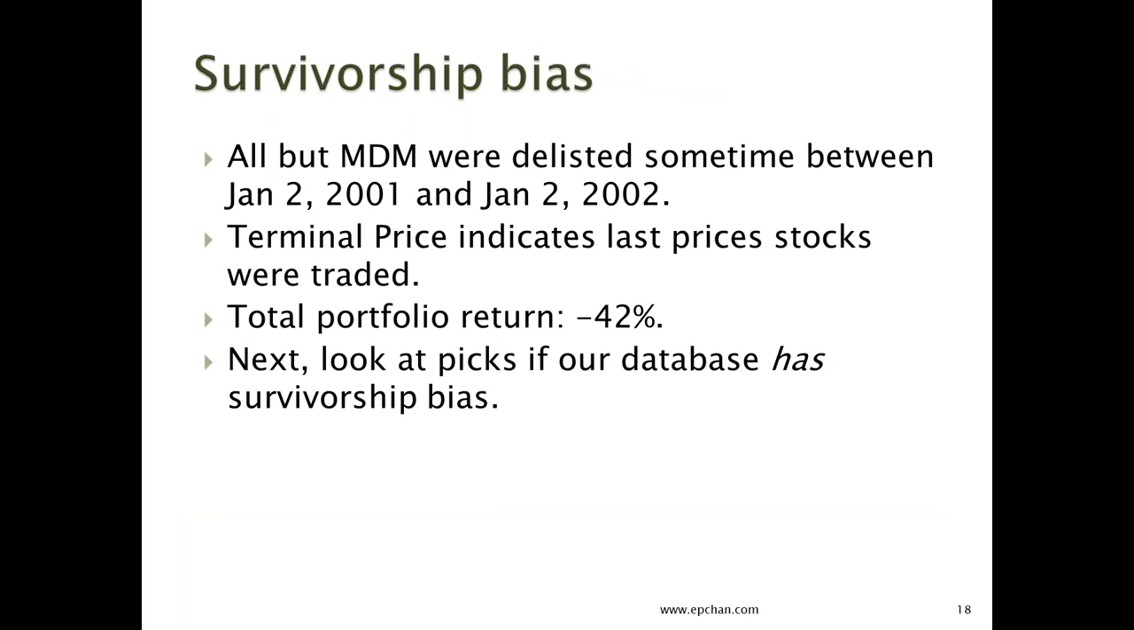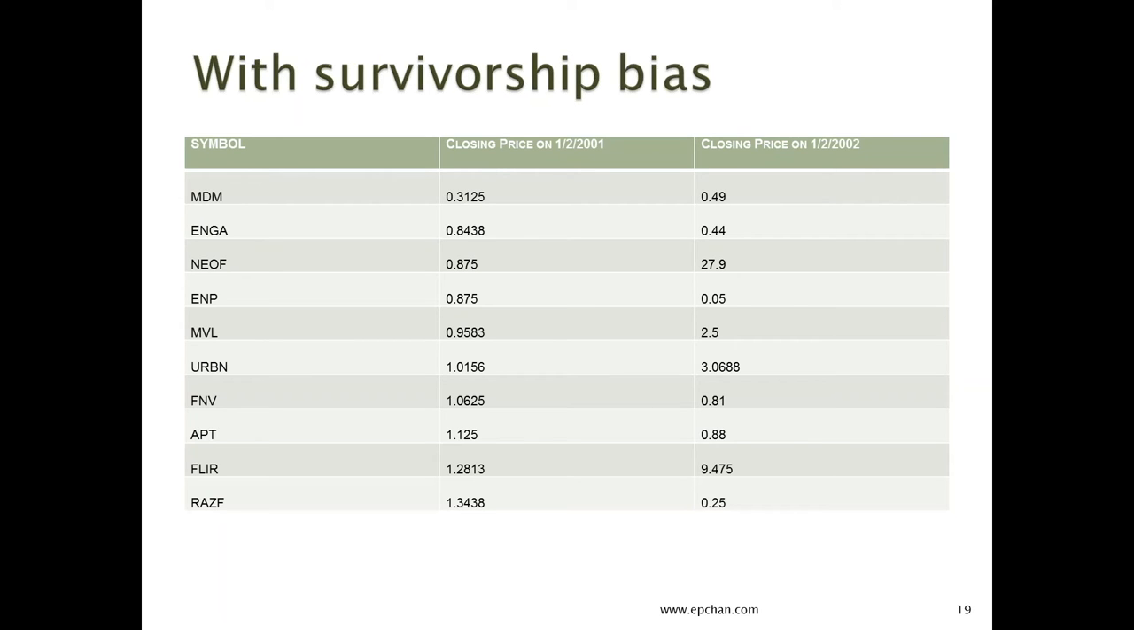I mean, this is a crazy, stupid strategy. But what if we backtest this strategy with a database that has survivorship bias? Well, it turns out that the stock names we would pick on that database would be completely different, except for the one symbol, MDM, which is the one that survived for that year of 2001. And in fact, since they survived until today, they of course survived until the beginning of 2002, which is 1 year later.